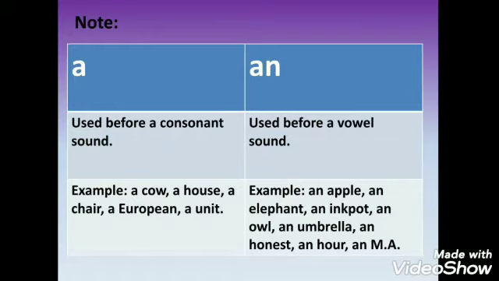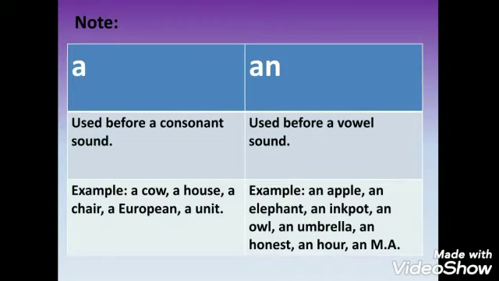Examples of where we can use A: a cow, a house, a chair, a European, a unit. The word cow starts with consonant C. The word house starts with the consonant H. And the word chair starts with consonant C. And they produce consonant sounds. Therefore, we are using A.